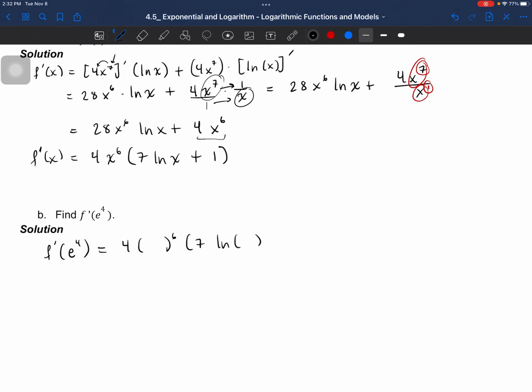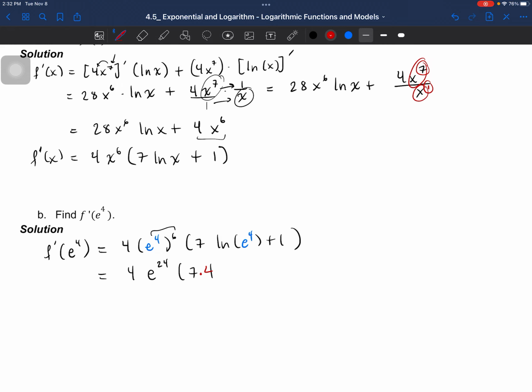The next part is to find f prime at e to the 4th. So what we're going to do is evaluate the function and replace every place we see an x with e to the 4. So it follows that we're going to have 4, and then e to the 4 to the 6th power. What happens here is when you have a power raised to a power, you multiply the two powers. So 4 times 6, that's 24.